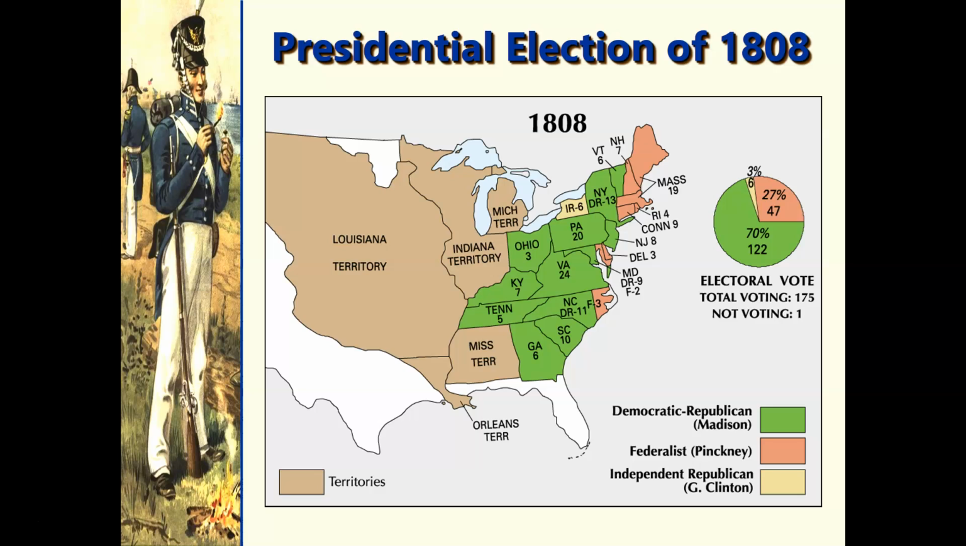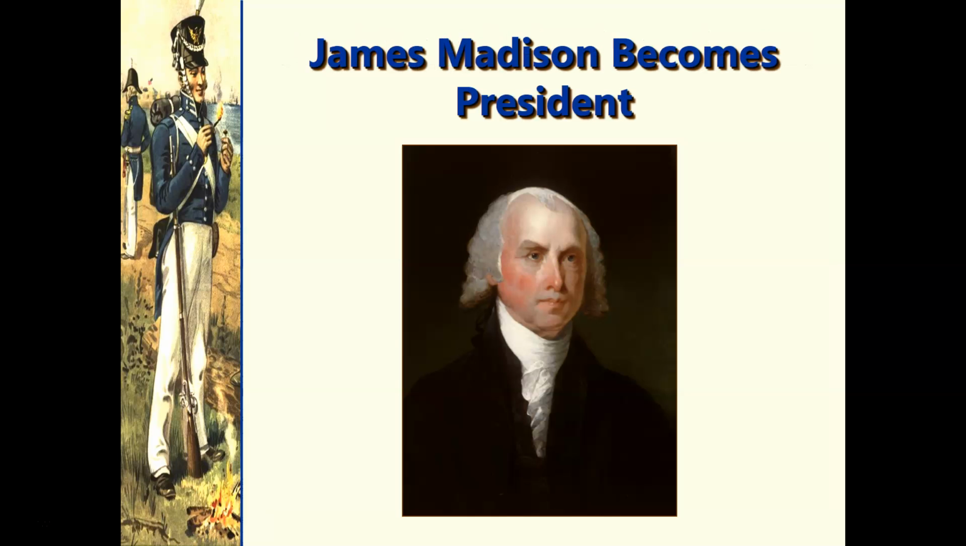So instead of Jefferson, the choice for the Democratic Republicans was his Secretary of State, James Madison. And so in 1808, Madison wins the presidential election easily. He gets 70% of the electoral vote.